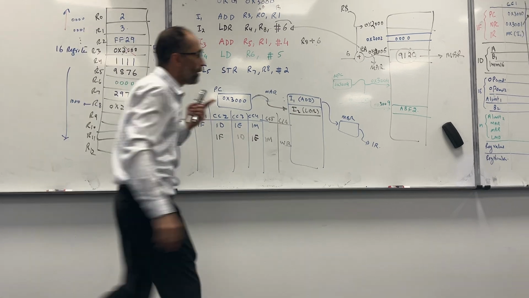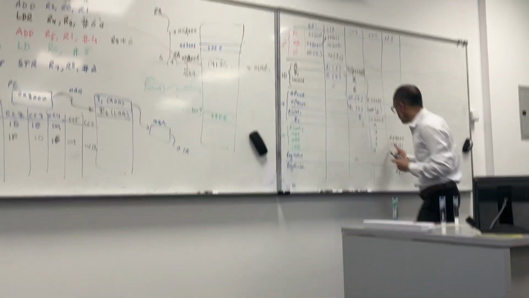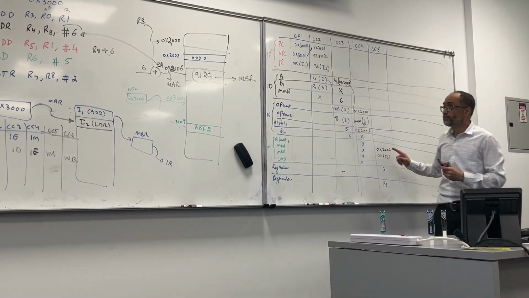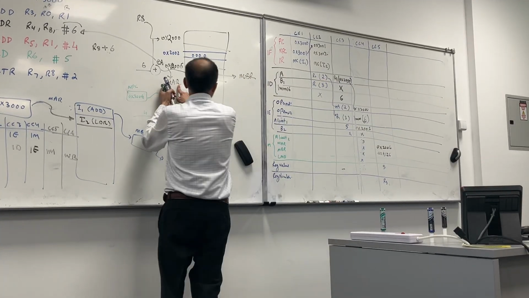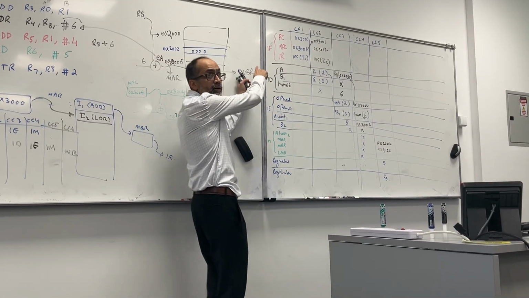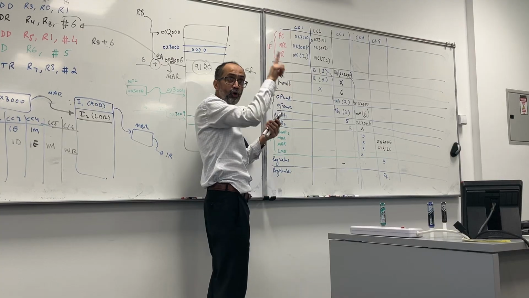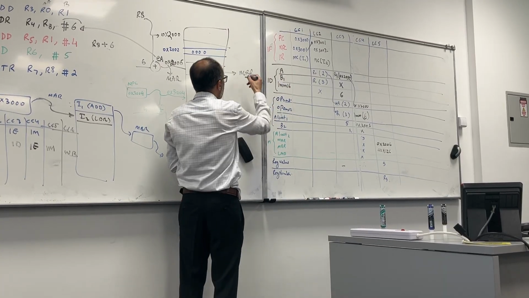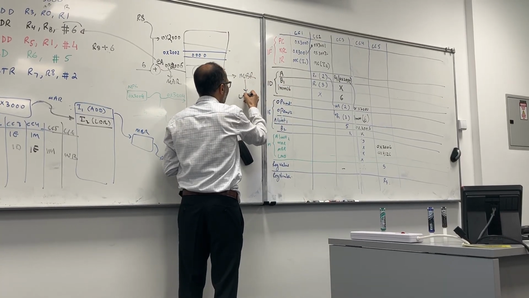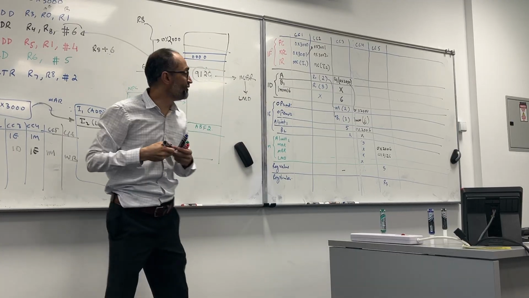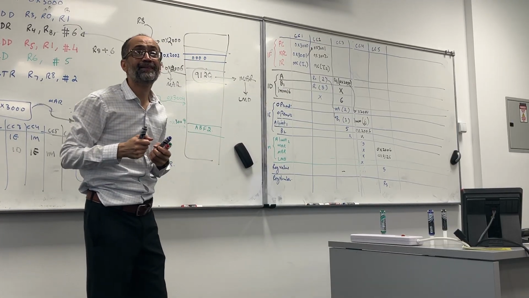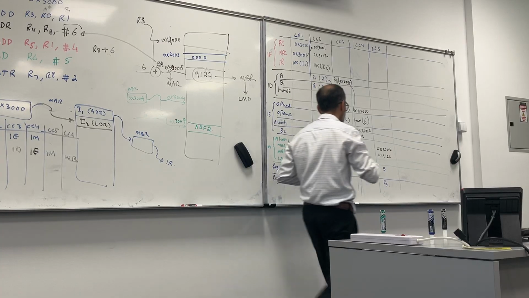Good. Okay, now what will be in MBR? Please remember, this will go to MAR, and this will go to MBR for a load instruction. And from MBR, where will it go? It will go to LMD. And what will be the value of LMD here now? 9126.